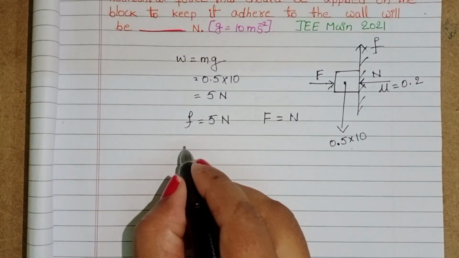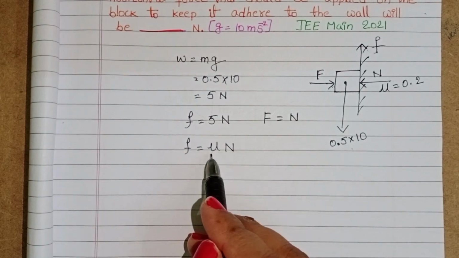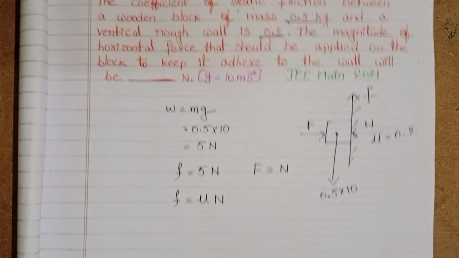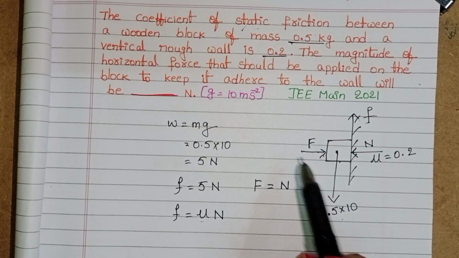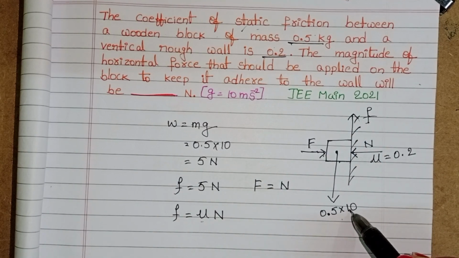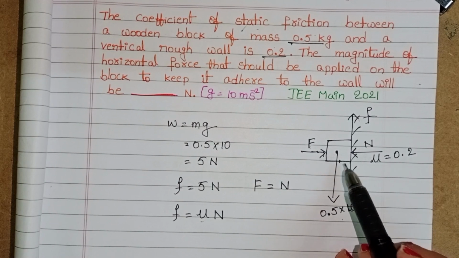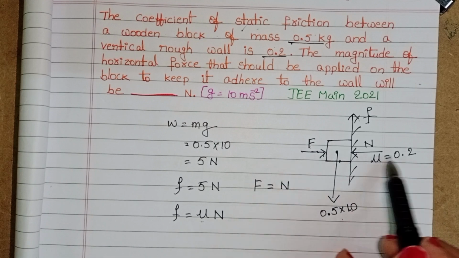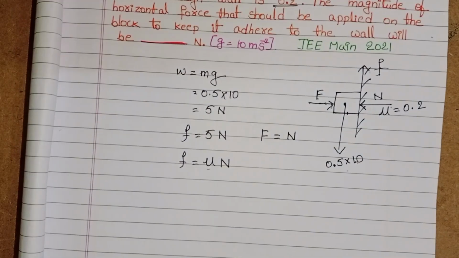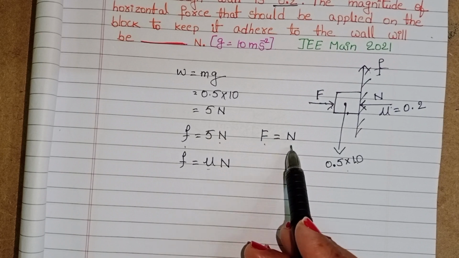We know the formula of the frictional force. F equals mu N, where mu is the coefficient of friction, N is normal reaction. Here the block is at rest. So applied force is equal to normal reaction and frictional force is equal to weight of the block. So four forces are acting on this block, but the block is in equilibrium. Horizontally the block is at rest. Vertically also the block is at rest. So frictional force is equal to weight of the block and applied force is equal to normal reaction.